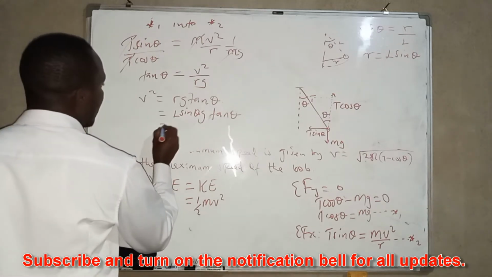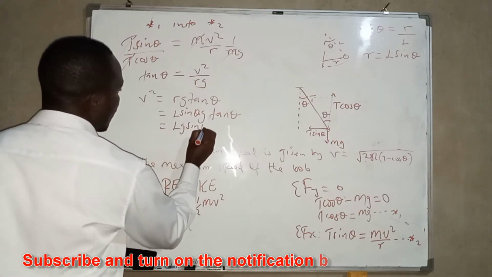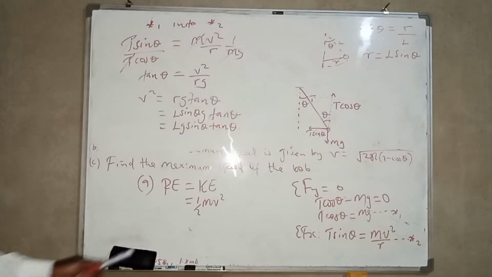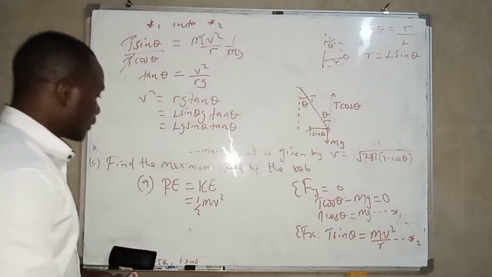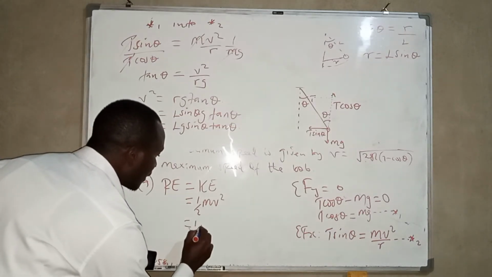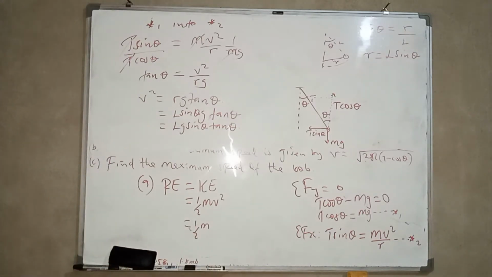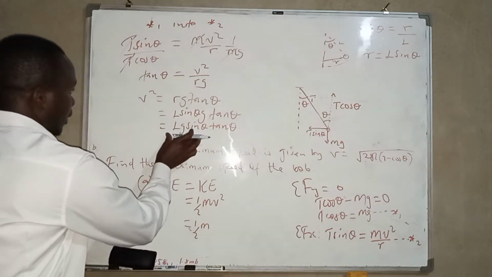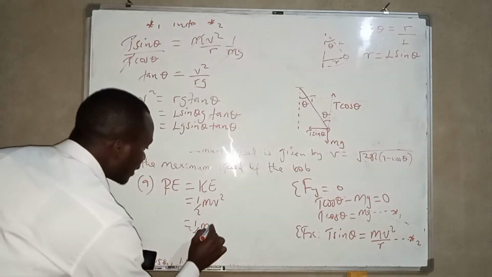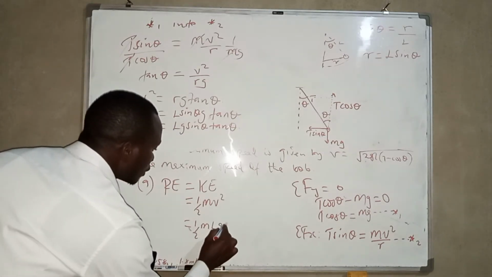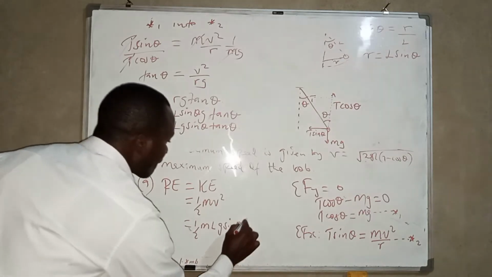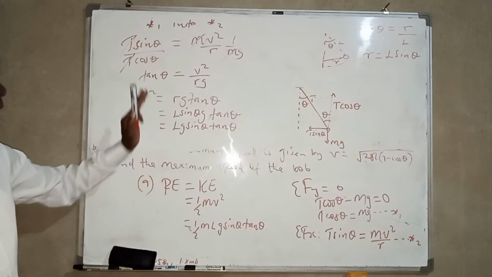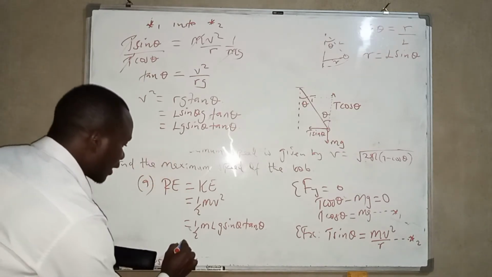So we are going to have L g sine theta tan theta. So if you plug this expression into this, we are going to have half m. Then we have v squared, which is simply this, so we can just replace it by this. We have L g sine theta tan theta. If we wanted, we would have just figured it out from this point and finished everything from there.